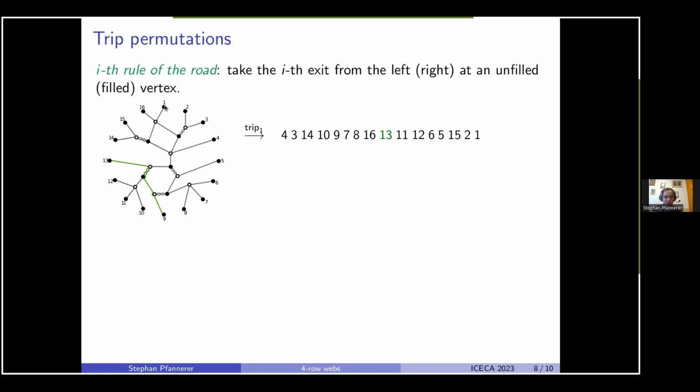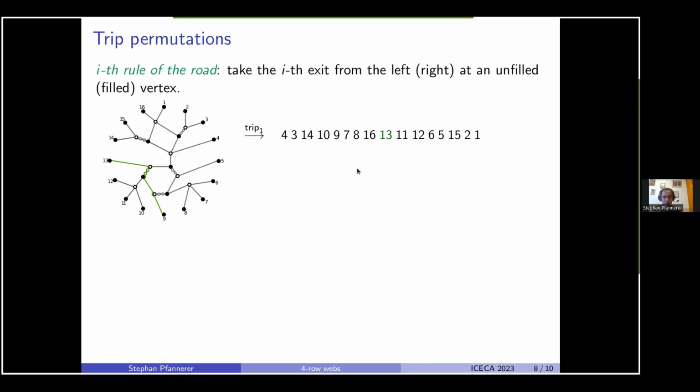So for instance, 1, if we follow the rules of the road, would go to 4, and 2 will go to 3, and we get a permutation out of this. So this is the first trip permutation.